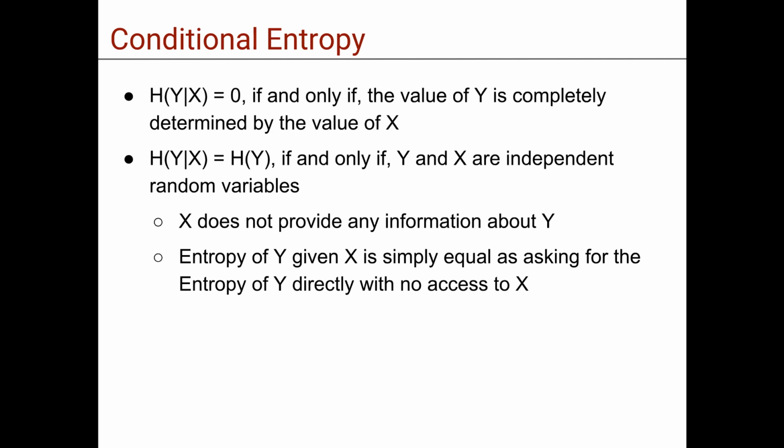to 0 if and only if the value of Y is completely determined by the value of X. Conversely, the entropy of Y given X is equal to the entropy of Y alone if and only if Y and X are independent random variables, which means that X does not provide any information about Y, and thus the entropy of Y given X is simply equal to asking for the entropy of Y directly alone with no access to X.